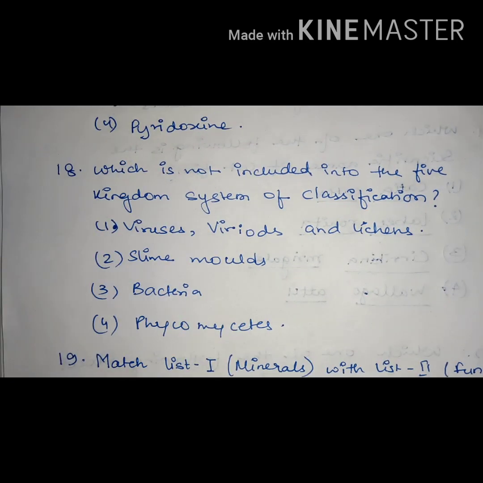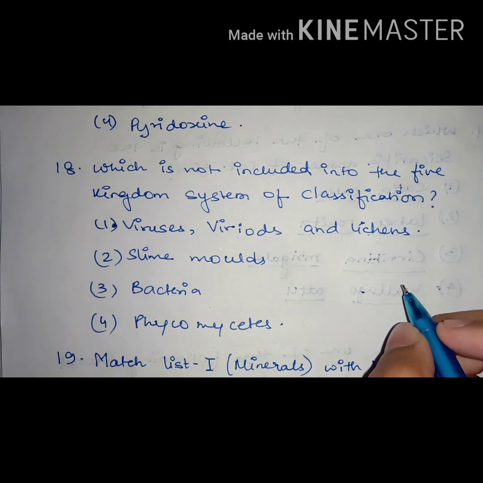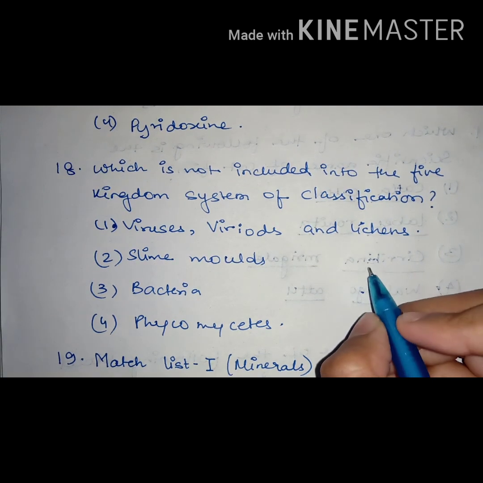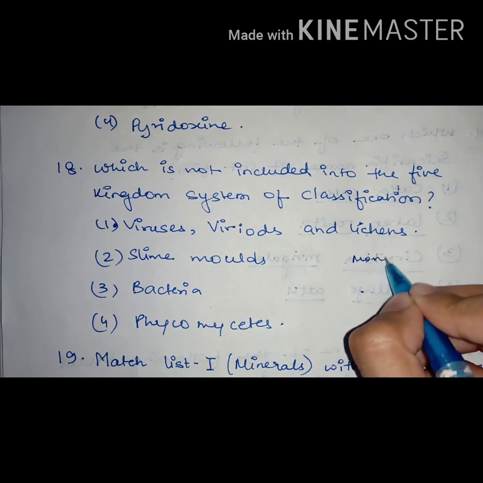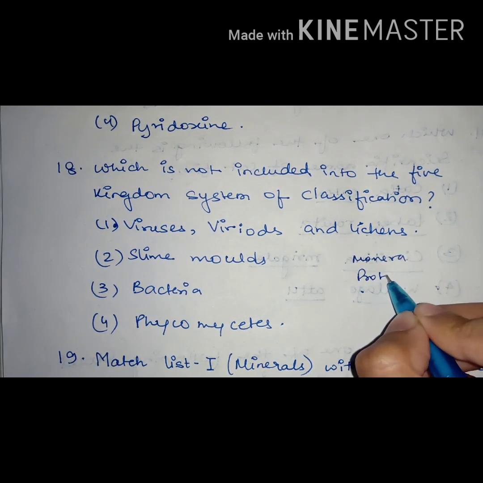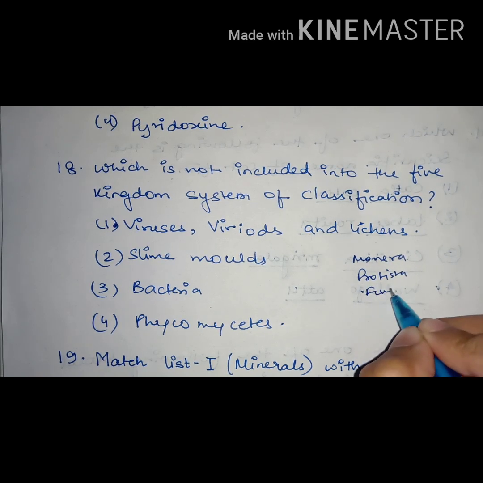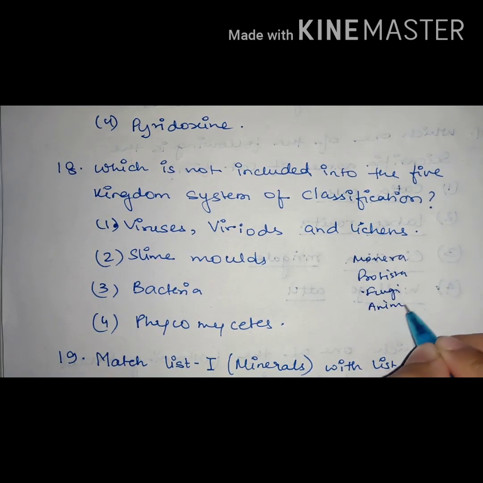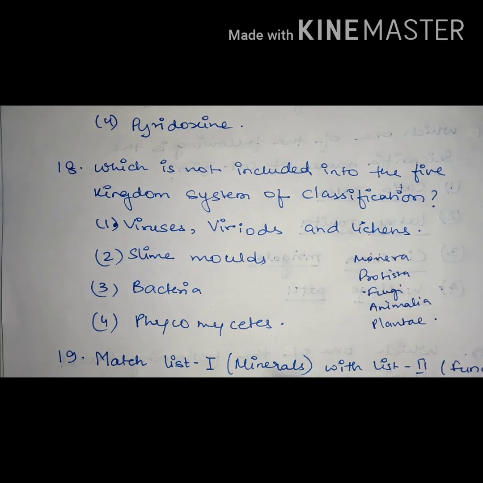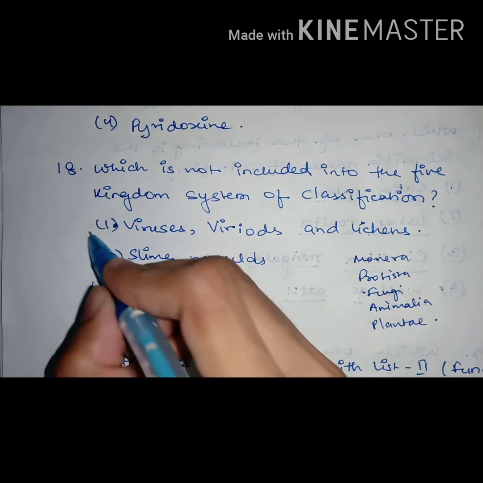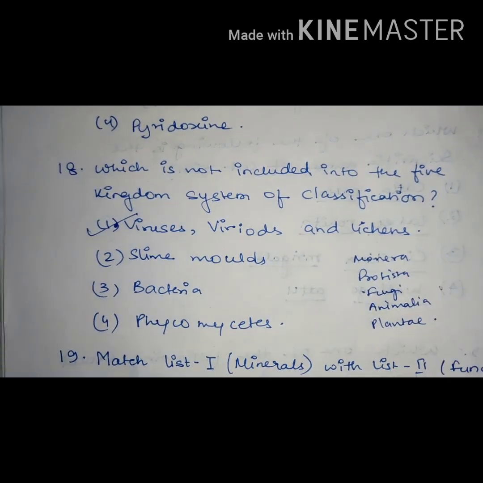Question number 18. Which is not included in the 5 kingdom system of classification? As we all know, the 5 kingdom classification was given by R.H. Whittaker, and it included Monera, Protista, Fungi, Animalia, and Plantae. So among these, what is not included is viruses, viroids, and lichens.